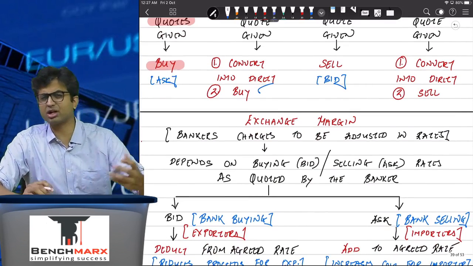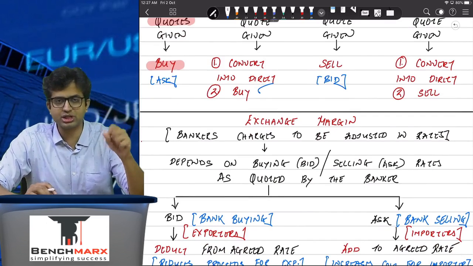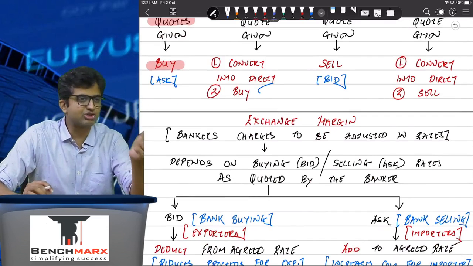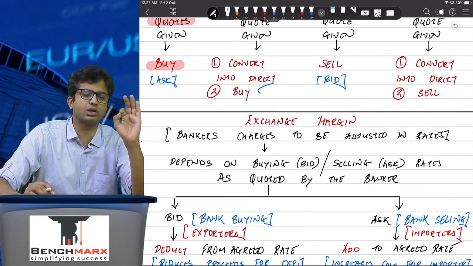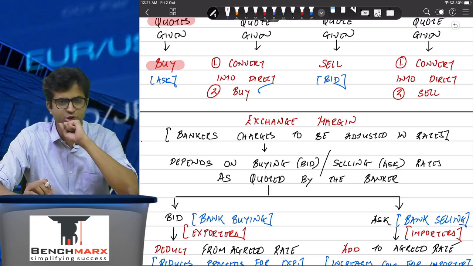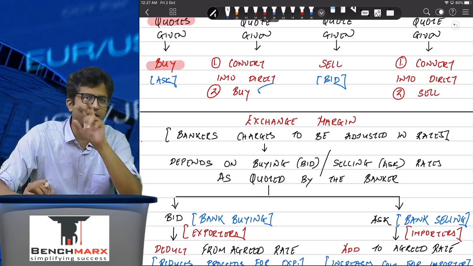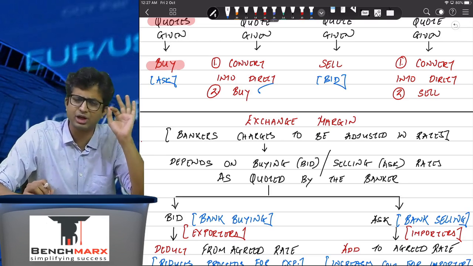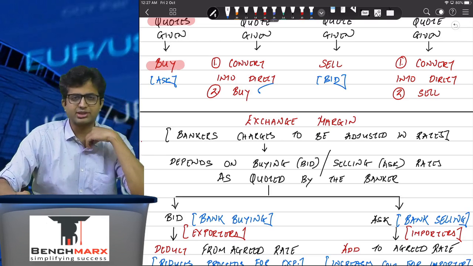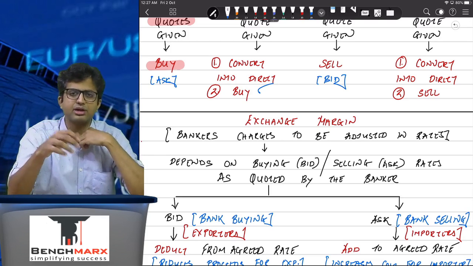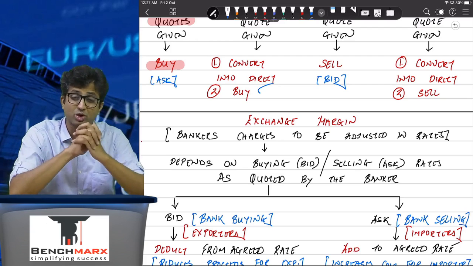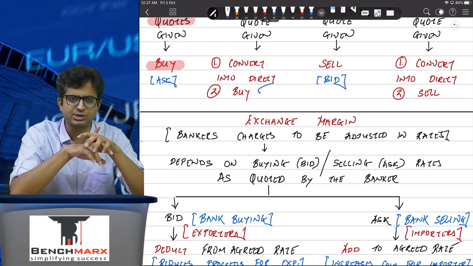In certain questions, you might have an exchange margin given, and it might be given that the exchange margin is 0.1% on the buying rate and 0.2% on the selling rate. Now you might be confused, buying and selling of whom? It is always the buying and selling of the banker. So if the exchange margin is 0.1% on the buying rate, it is, remember, on the banker's buying rate.